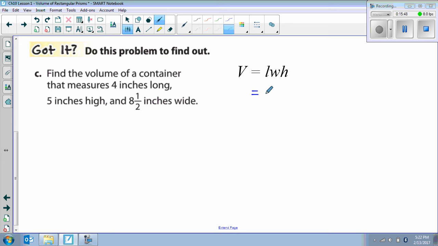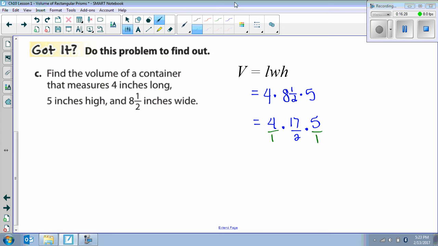So the length is 4 inches long. The width is 8.5. And the height is 5. Now, before you multiply the fractions, you have to change them to improper fractions. So we've got 4 times, that's going to be 17 halves, times 5. And of course, yes, if you want to, you can put these over 1 if that makes you comfortable.